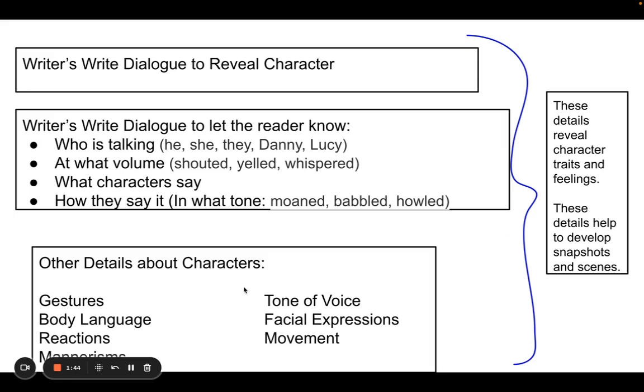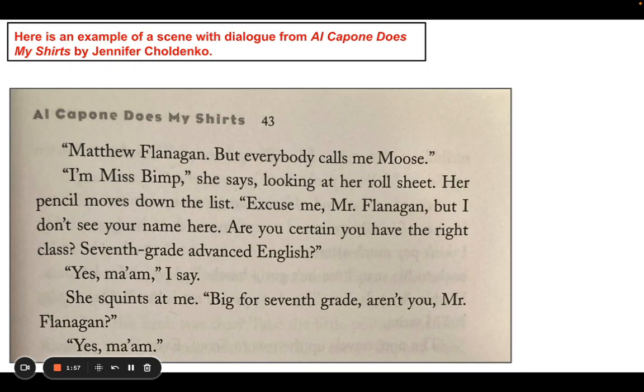And you can use gestures, body language, reactions, mannerisms, tone of voice, facial expression, movement to reveal more about the situation and the character. So here's an example of a scene with dialogue from Al Capone Does My Shirts by Jennifer Choldenko. So this character, Matthew, he goes by Moose. It's his first day at a new school. And his teacher has asked him what his name is.